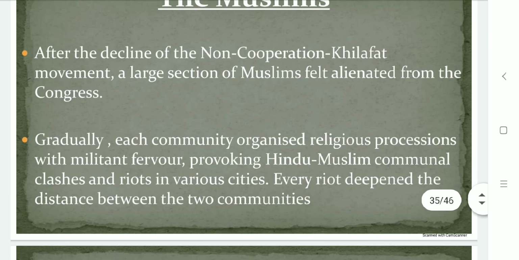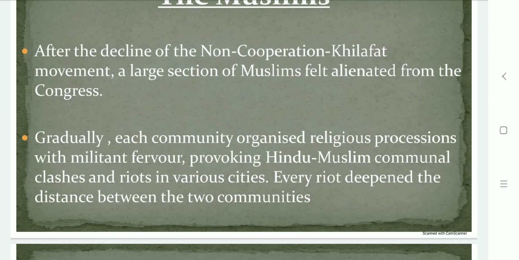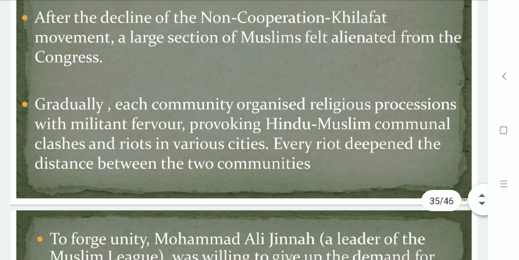Now, the Muslims. After the decline of the non-cooperation and Khilafat movement, a large section of Muslims felt alienated from the Congress. Gradually, each community organized religious processions with militant fervor, provoking Hindu-Muslim communal clashes and riots in many cities. Every riot deepened the distance between the two communities, that is Hindu and Muslim.